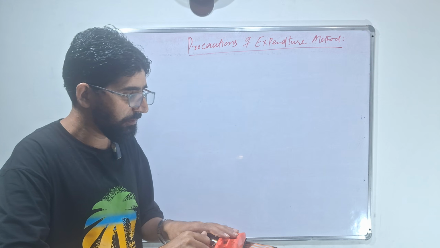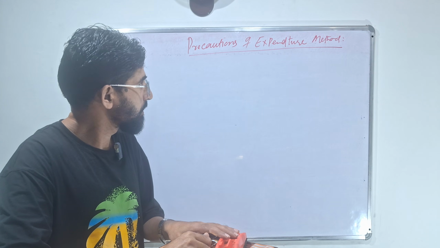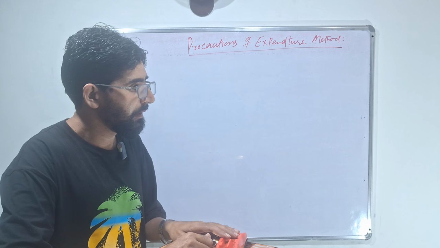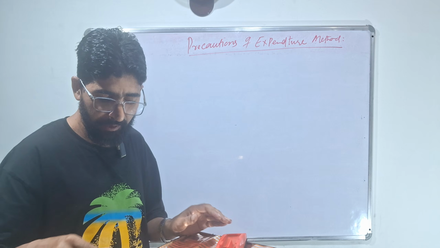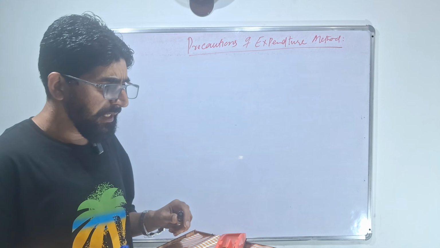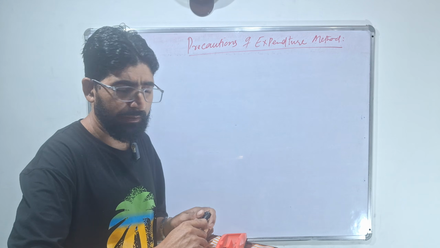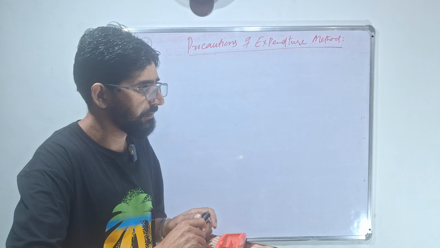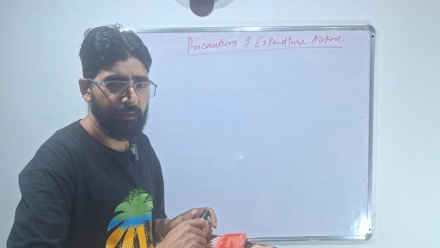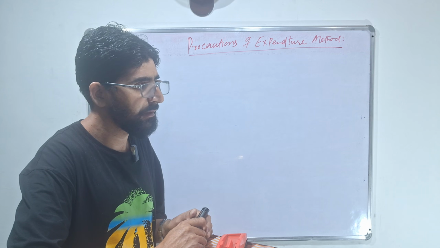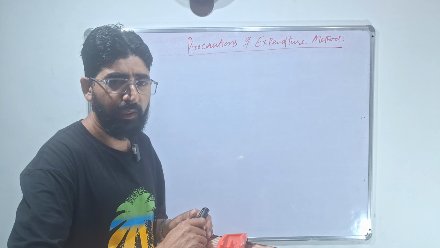Today I am going to discuss the precautions that need to be taken while calculating national income by way of the expenditure method. As I have already discussed, what we call the expenditure method is expenditure made upon final goods and services during an accounting year.